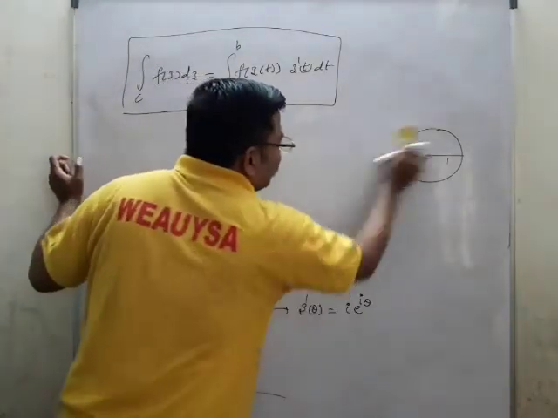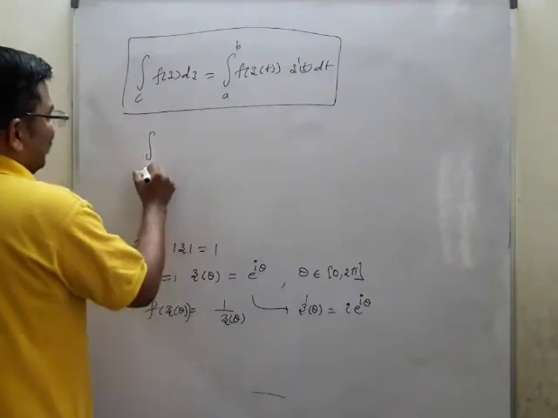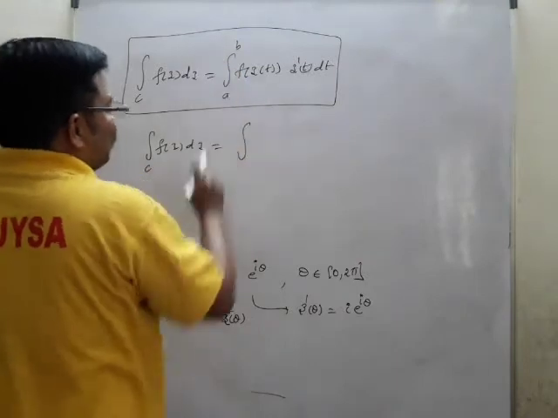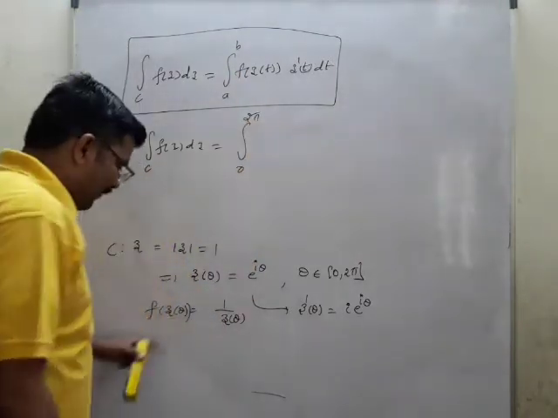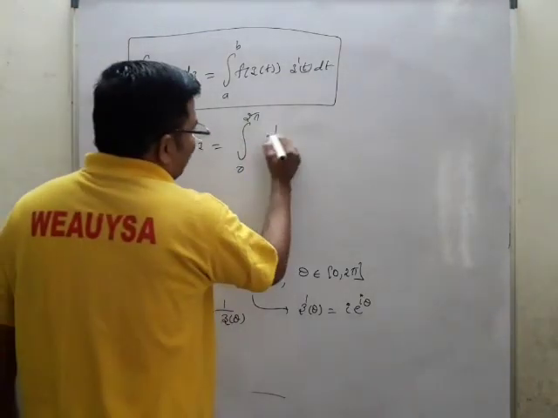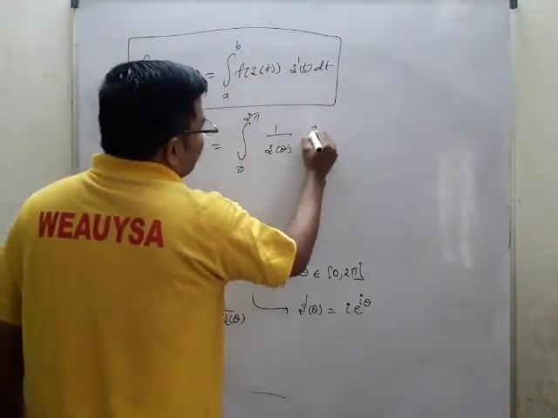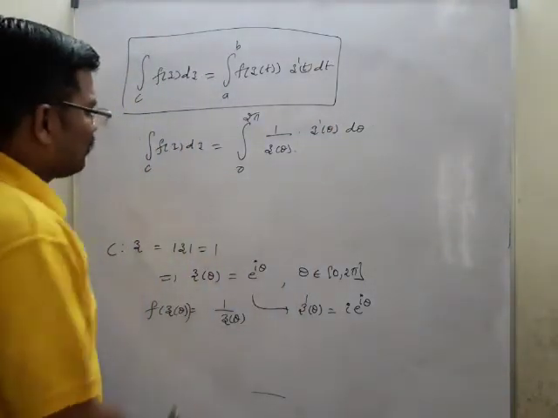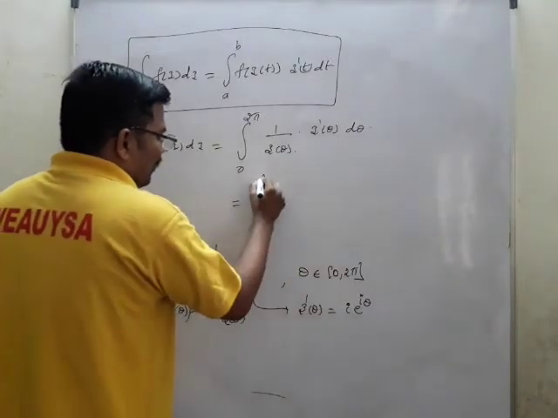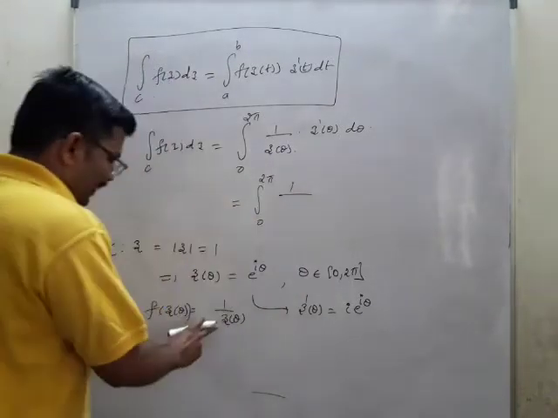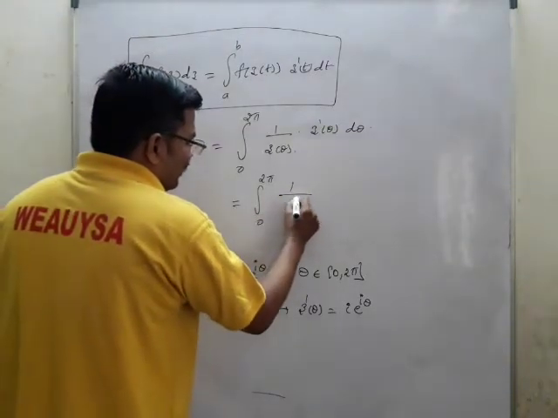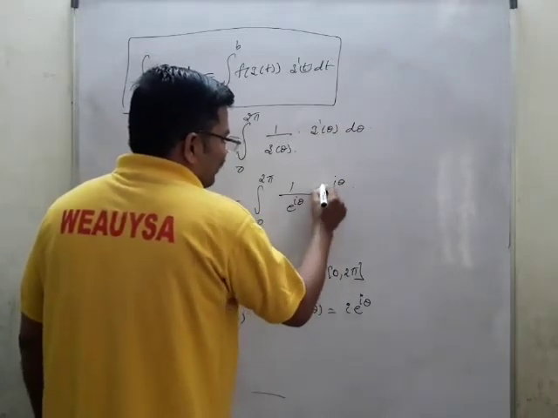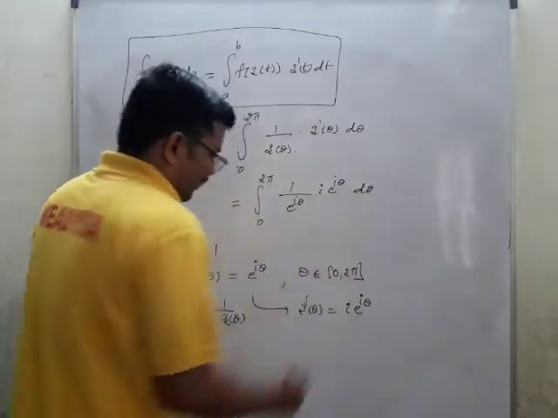Now integral over C f of z dz is equal to integral over a to b, meaning 0 to 2 pi. f of z is nothing but 1 by z of theta, so 1 by z of theta into z dash of theta into d theta. In the place of t we have taken theta. So this is equal to integral 0 to 2 pi. z of theta is e power i theta, so 1 by e power i theta into e power i theta into i d theta.